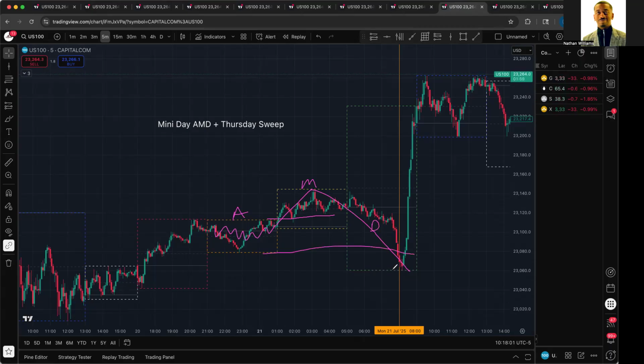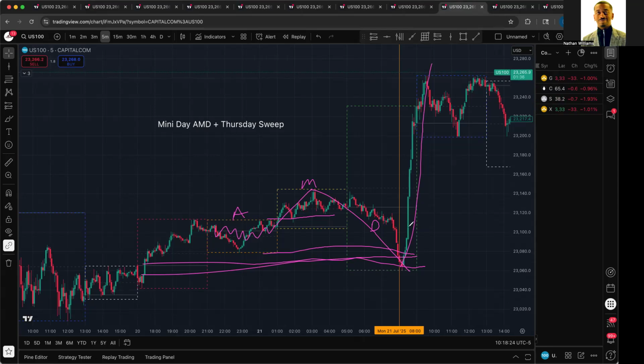All right, 8 o'clock, you can see here. We swept the low. Look at that fair value gap right there. That's some terrible drawing, but you can see that fair value gap right there. Into that fair value gap. And then guess what? Price ran up.